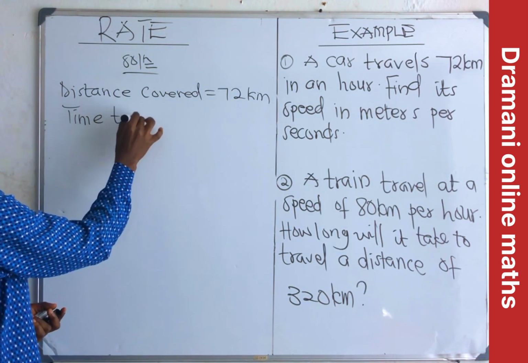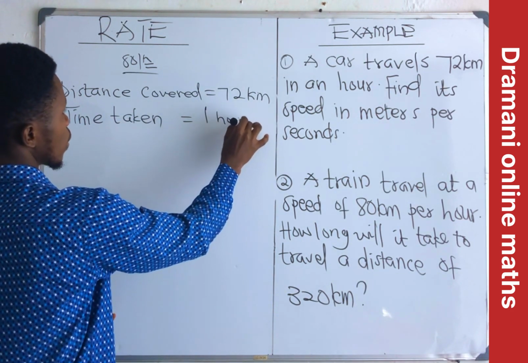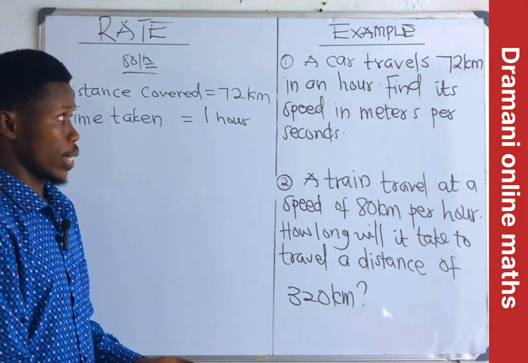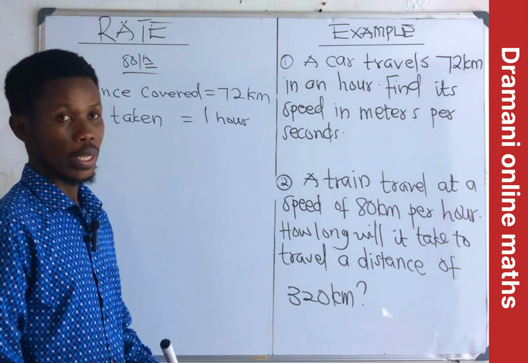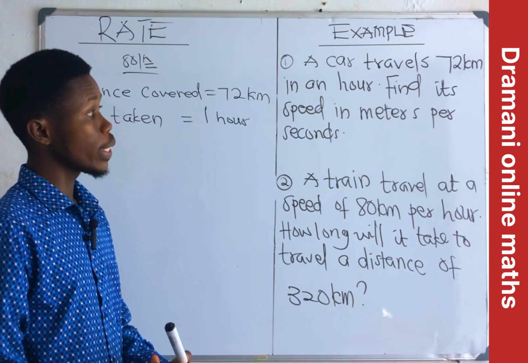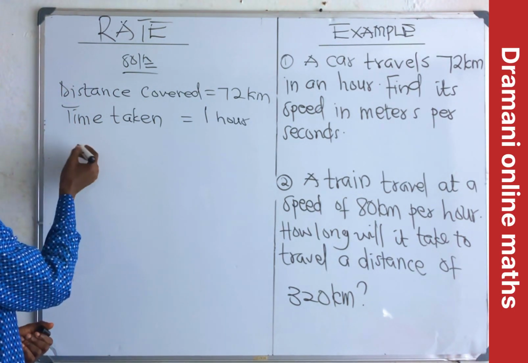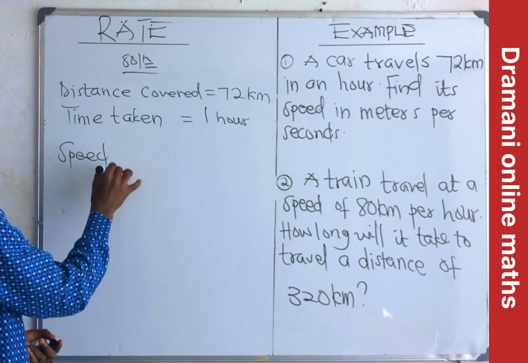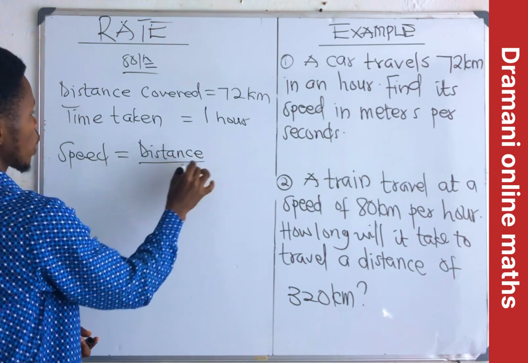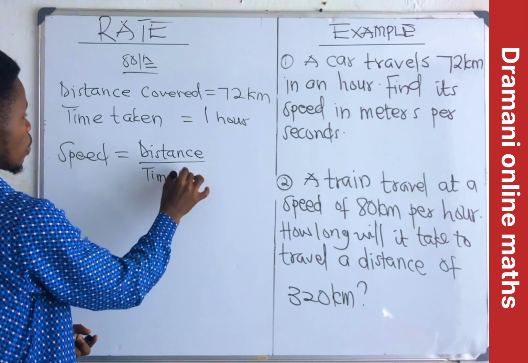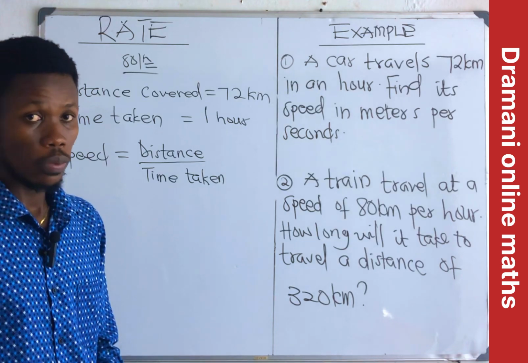So the time taken is 1 hour. It could be 2 hours; it will be mentioned or given to you. Find its speed in meters per second. So you want the speed, and they are giving you the average speed. The average speed is the distance over the time taken. So this is what was given, right?